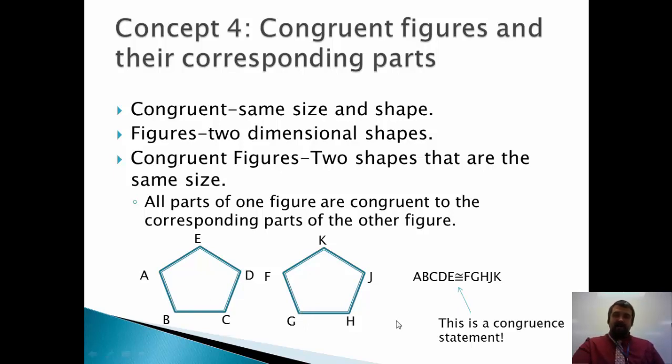If I look here, this is how I say these two shapes are congruent. I read this one as pentagon ABCDE. Pentagon ABCDE is congruent to pentagon FGHJK. This is called a congruent statement. If I'm looking for it, I'm asking you to say which two shapes are congruent.